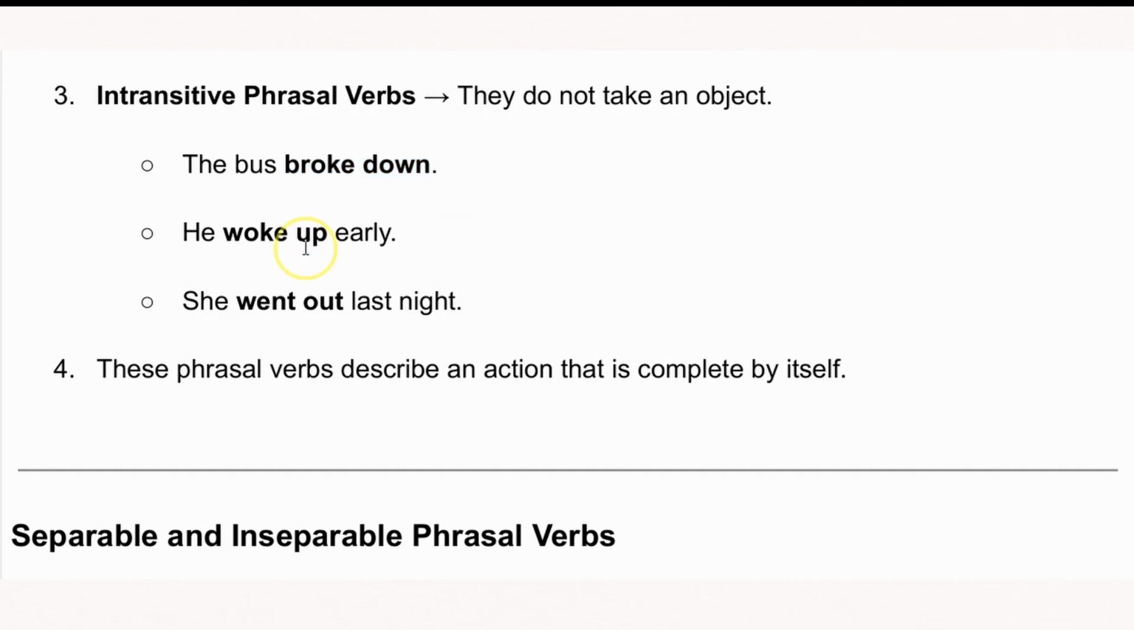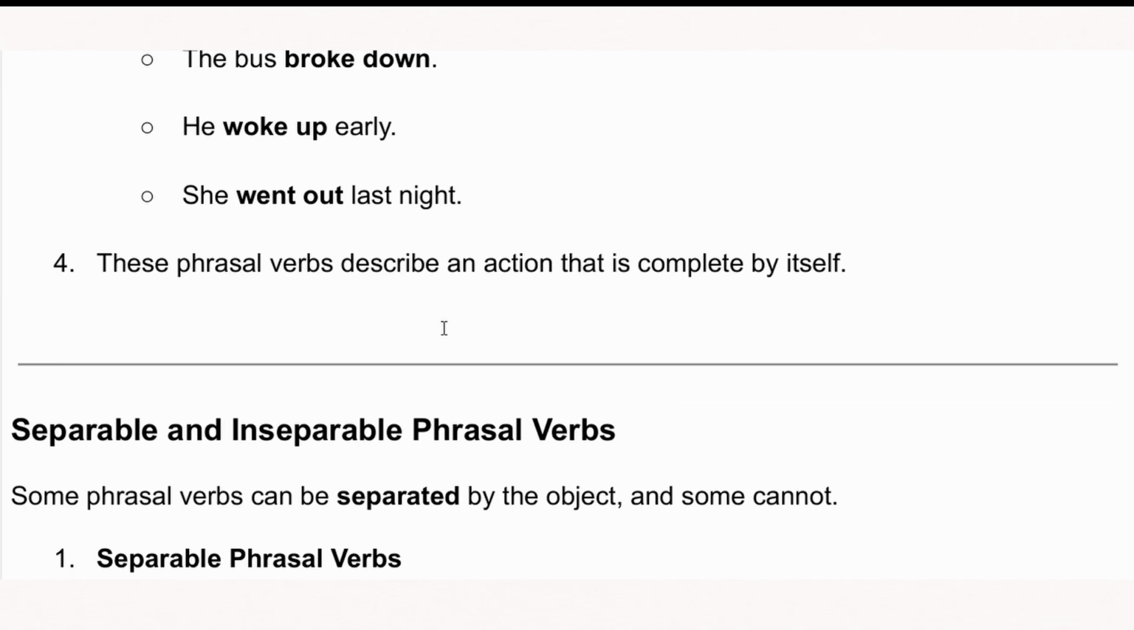He woke up early. She went out last night. So these phrasal verbs describe an action that is complete by itself. She went out last night. He woke up early. The bus broke down.